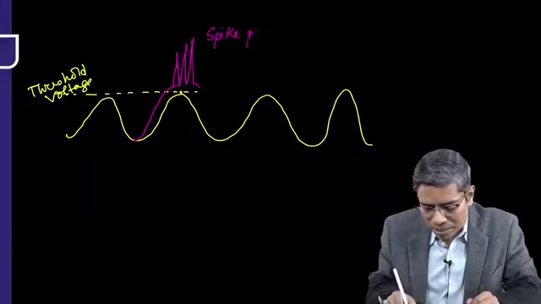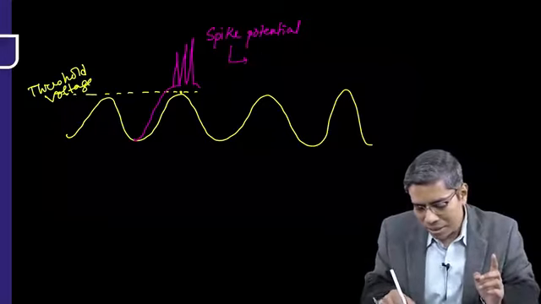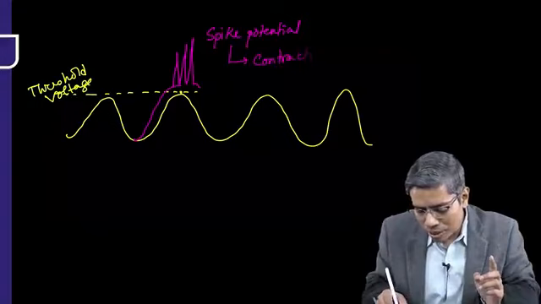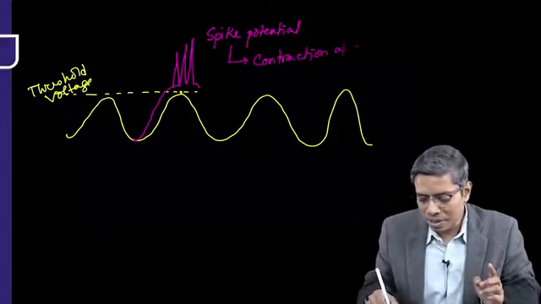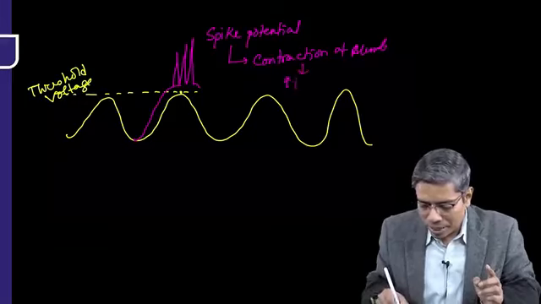So this spike potential is nothing but a kind of action potential, a group of action potentials, and whenever there is generation of this spike potential, the smooth muscle is going to contract. So there will be contraction of muscle, and whenever there is contraction of the smooth muscle, what is going to happen? The tension in the GIT smooth muscle will be increased.